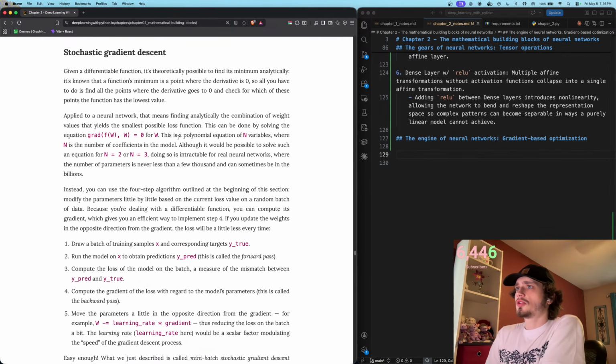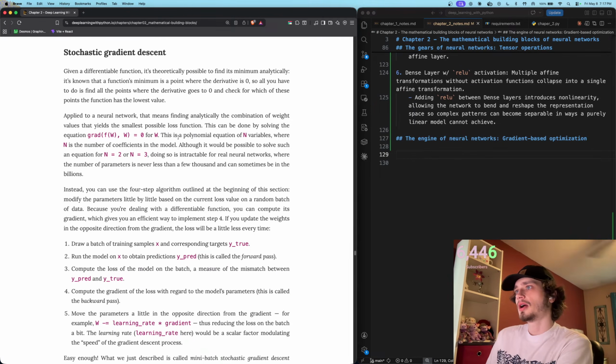Okay, stochastic gradient descent. Given a differentiable function, it's theoretically possible to find its minimum analytically. It's known that a function's minimum is a point where its derivative is 0. Right, a flat slope. So all you have to do is find all the points where the derivative goes to 0 and check for which of these points the function has the lowest value. Right, you find all the local minimums and check for the lowest y value.